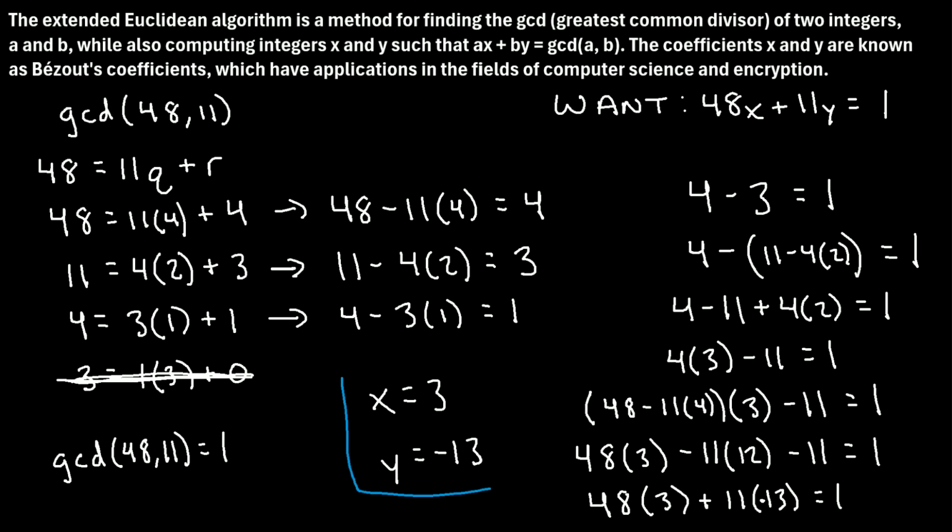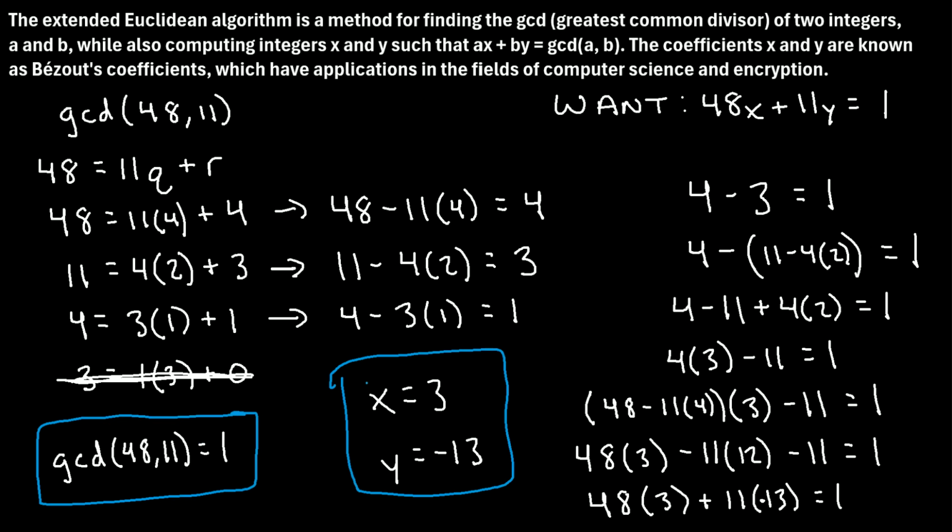So these are Bézout's coefficients. So that is how you can use the extended Euclidean algorithm to find both the greatest common divisor between two numbers along with Bézout's coefficients that satisfy this equation right here.